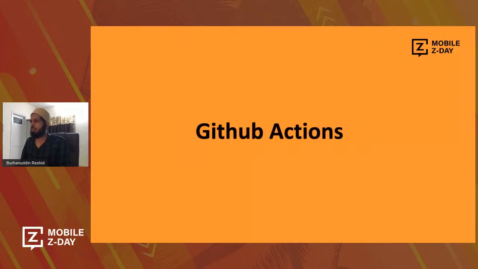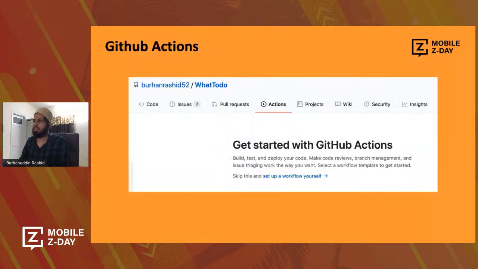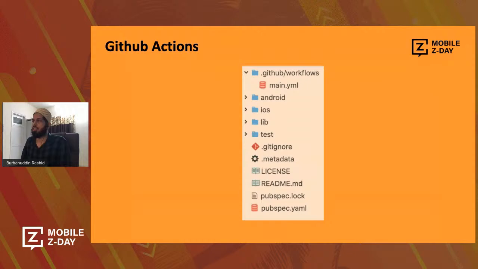Now let's go to the second option, GitHub Actions. Basically, this is an Actions tab on your GitHub repository. You can just get started with that. This is what the folder structure looks like. You need to create a .github/workflows folder, and in it you create a YAML file, which will have the workflow defined. You can create multiple workflows for your app.